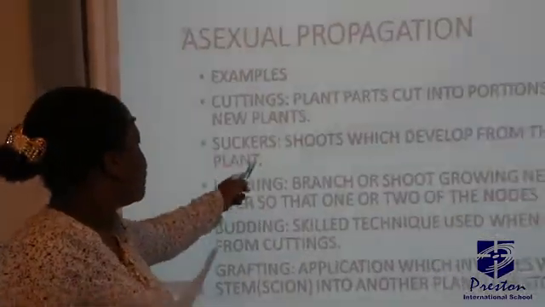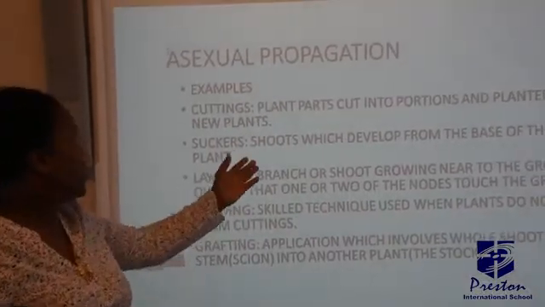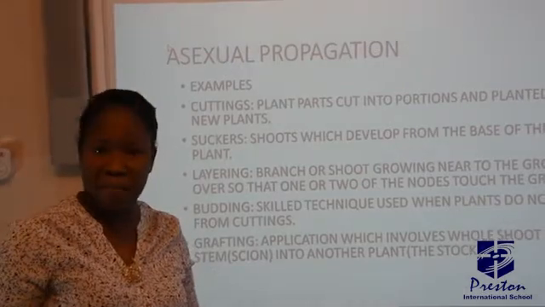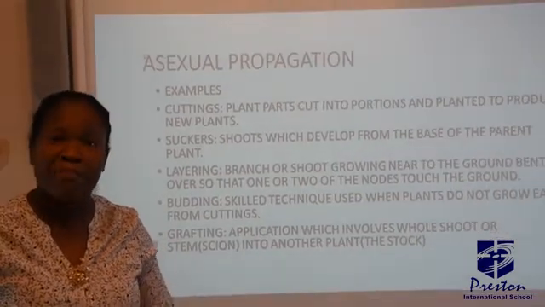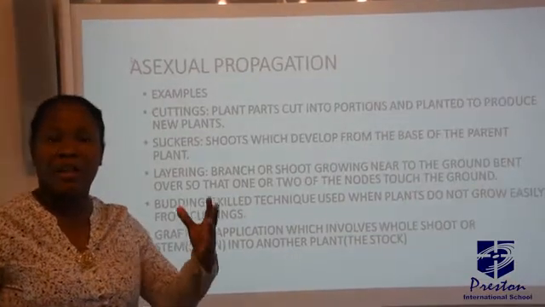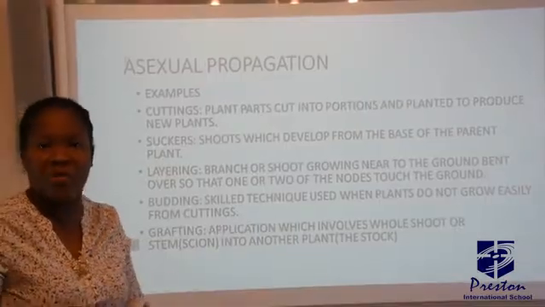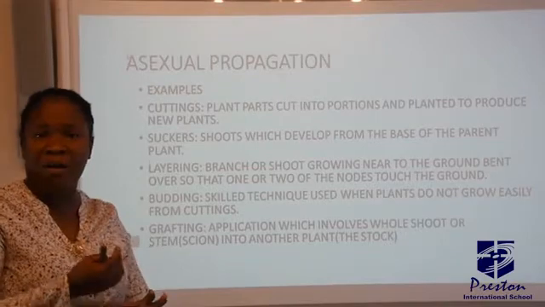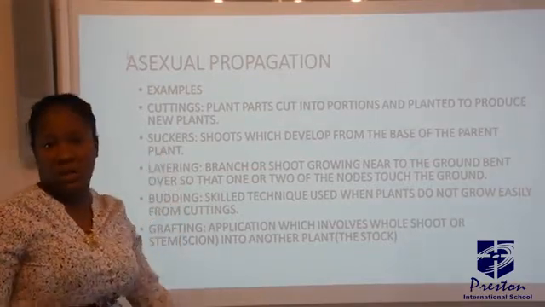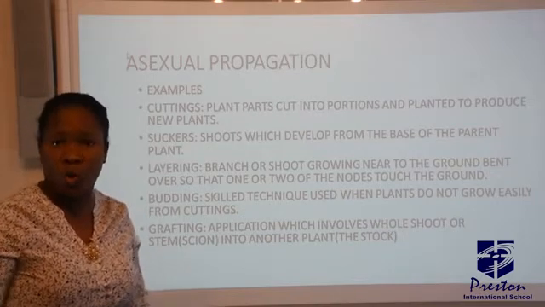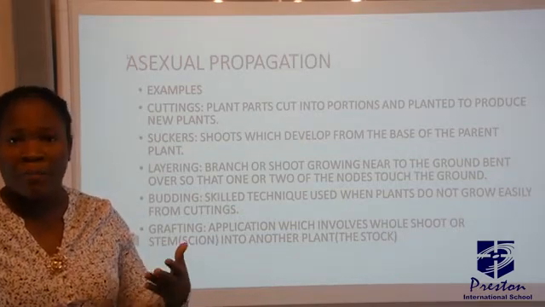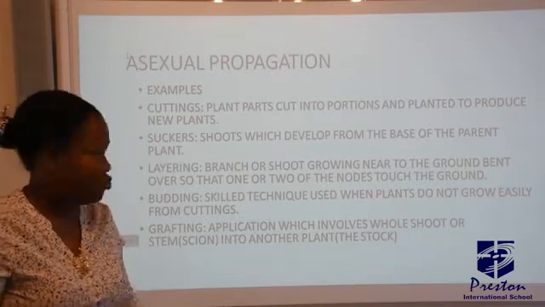The next one, suckers. Now, shoots which develop from base of the parent plant. For example, banana and plantain. Now, you will notice that if you see a banana tree or a plantain tree, you are going to see another shoot coming from the parent plant. Now, we call them what? Suckers. And that is what will bring forth the new banana or plantain tree.